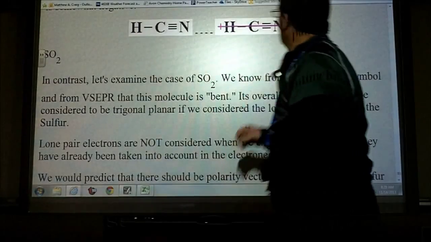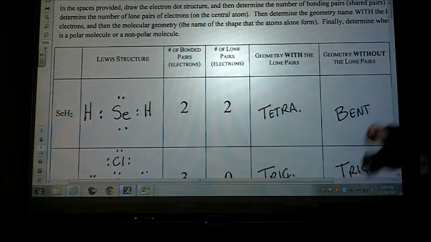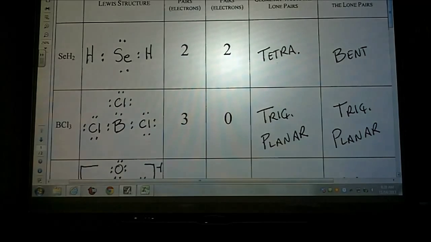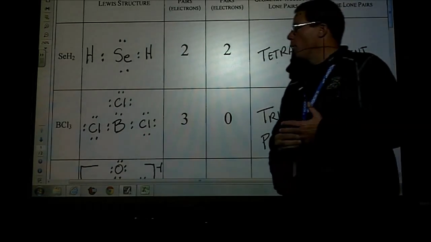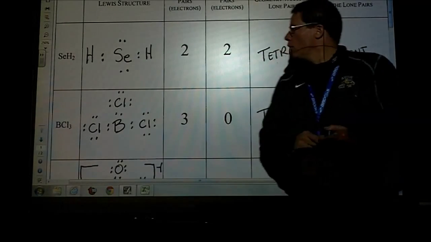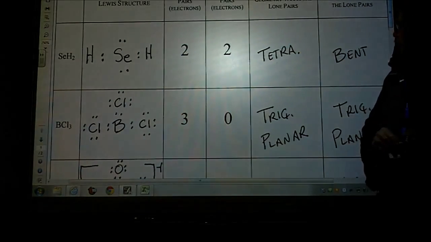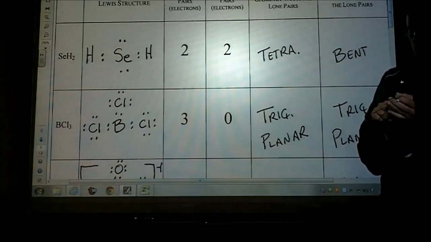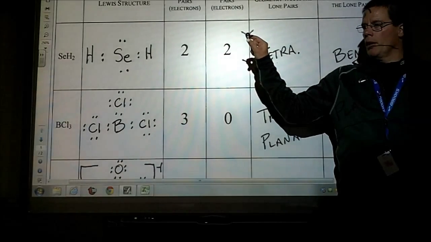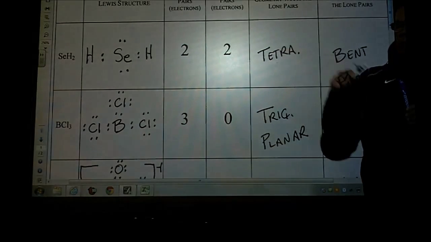So let's look at now the homework. Okay. So in the first one where you have the SeH2, now I'm not showing whether it's polar or nonpolar. I'm going to let you tell me if it's polar or nonpolar. So I'll actually do this. Okay. So we have our Lewis structure. There's 2 bonded pairs and there's 2 lone pairs, and it forms a tetrahedral shape and a bent shape. So would this be polar or nonpolar? Polar. Very good. Okay. So in that last column, you put either P or you'd write out polar.